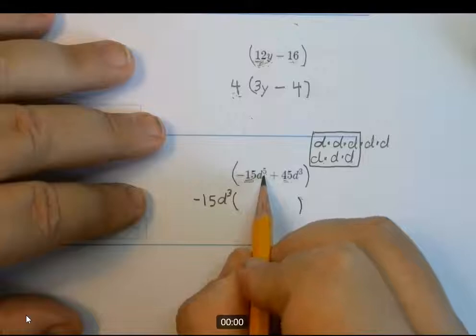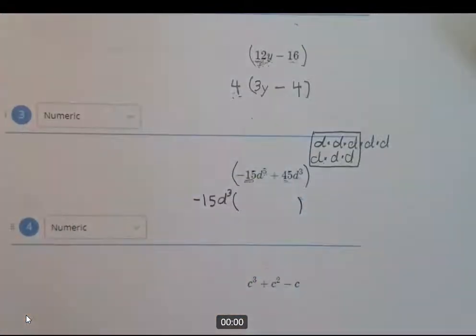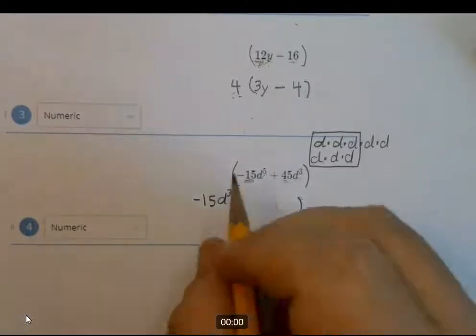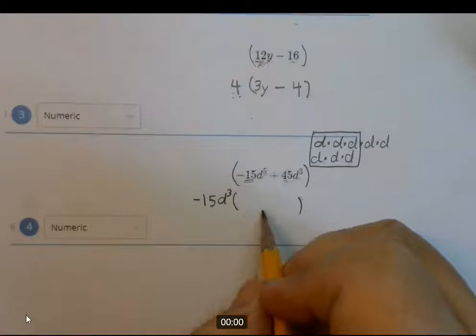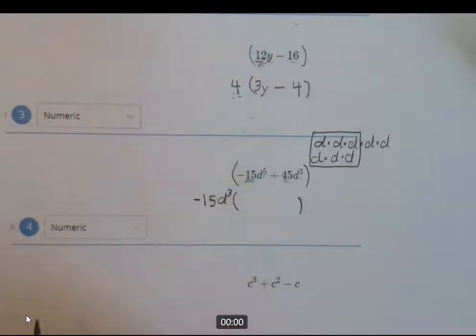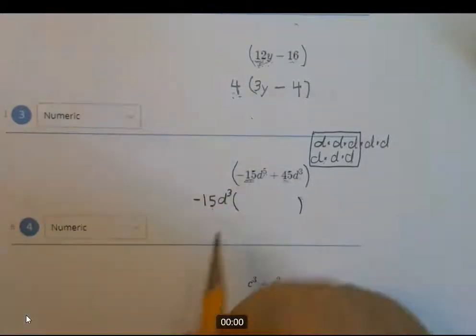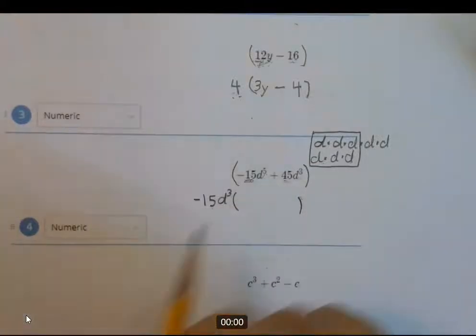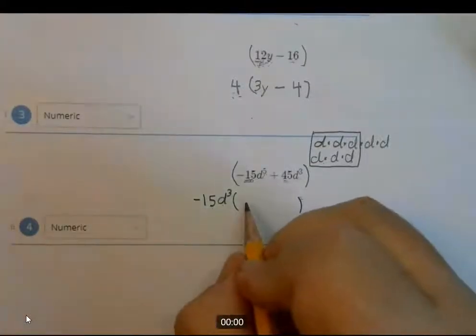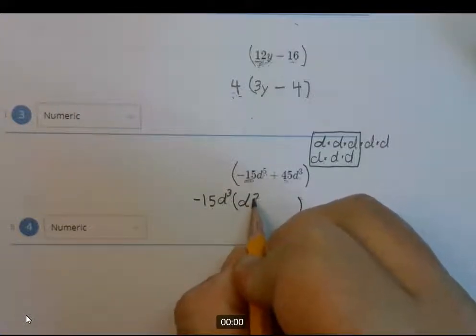Can't pull out a d to the 4th or d to the 5th because this one over here doesn't have that. So what you pulled out is negative 15d to the 3rd. So what you now need to do is work back in this direction. Negative 15d to the 3rd times what gives you negative 15d to the 5th? Well, the negative 15 is already there, so you don't need any number inside here. But d to the 3rd times what equals d to the 5th? And the answer is, you just got to remember your principles of exponents. It would be d squared.